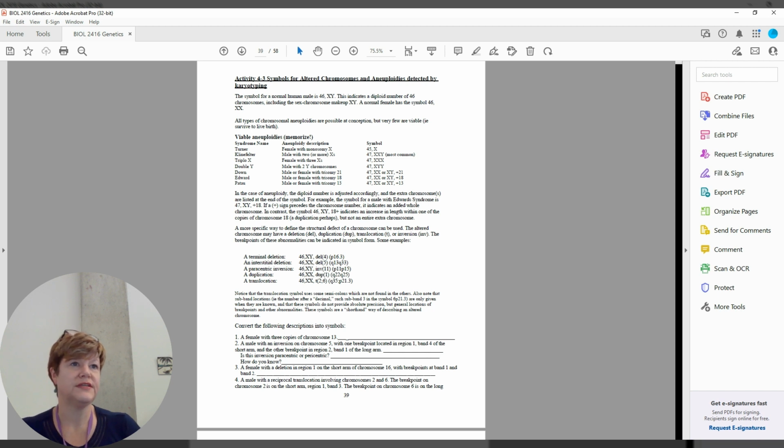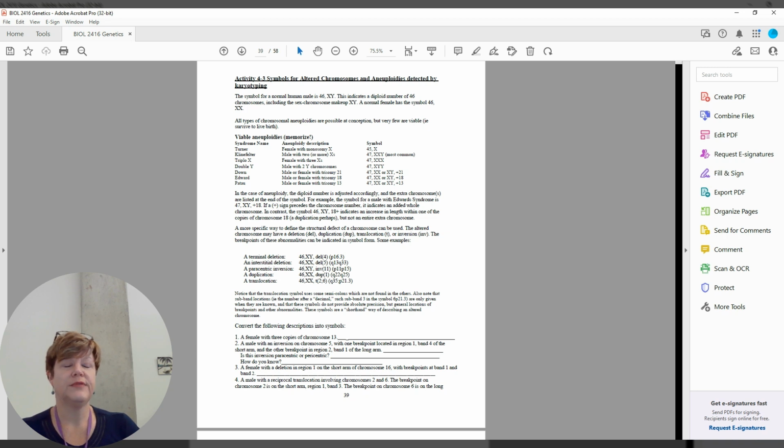So we're going to go through these, and these are the types that are viable. Any aneuploidy can be conceived at the moment of fertilization and have been recovered in naturally aborted fetus samples. But the only ones that can survive live birth are the ones listed here. So the viable aneuploidies are mostly named after some physician that first described them.